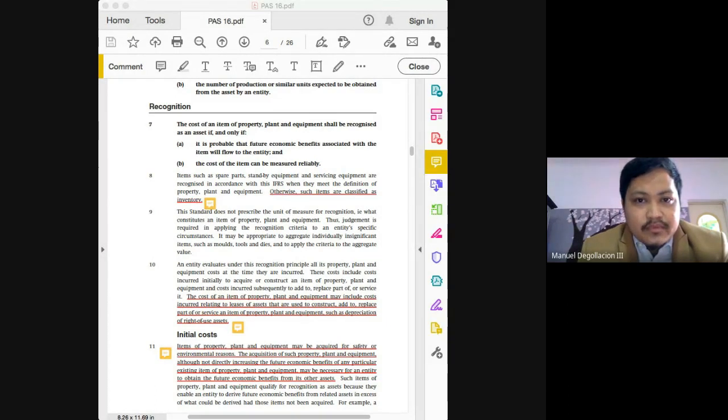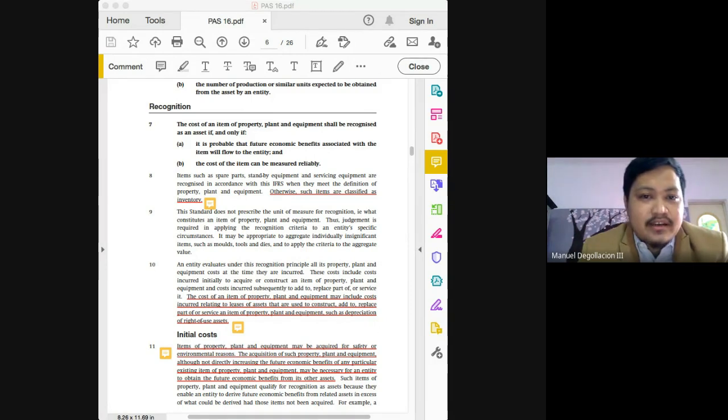I try to remember this by just remembering probable and measured reliably, class. Okay, so the two common criteria for recognition would be it must be probable and it can be measured reliably. The cost can be measured reliably. Okay, and that's basically what you will have to remember, class, not just for PAS 16, not just for PAS 2, but for all other standards that govern specific assets and liabilities.